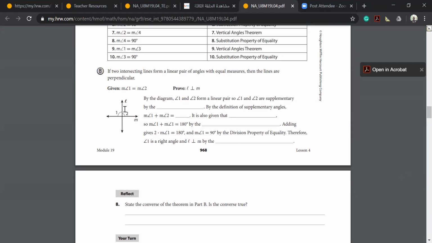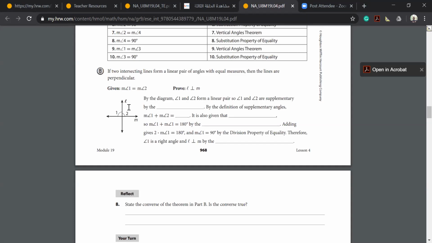and you understand that they are a linear pair. Girls, linear pair means what? That they are supplementary, right? Meaning angle 1 plus angle 2 should be 180. If they are equal, if you are given that angle 1 is equal to angle 2, what plus itself will give you 180? 90, right? 90 plus 90 will be 180.